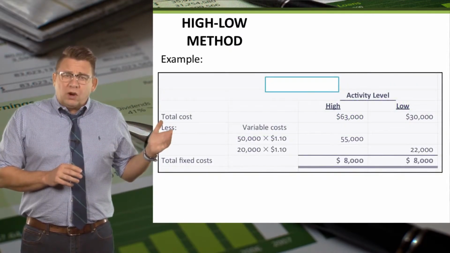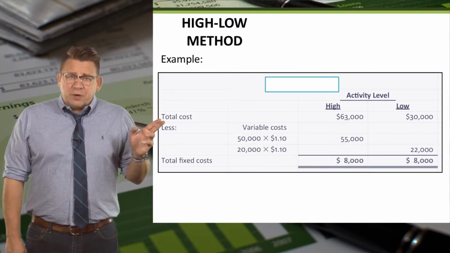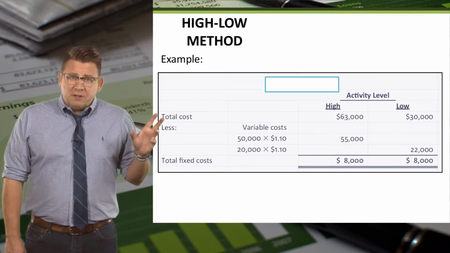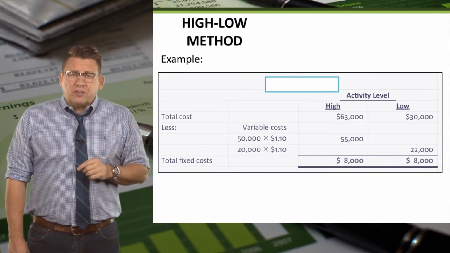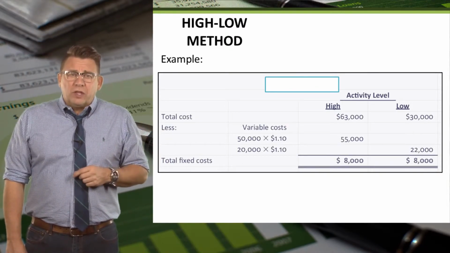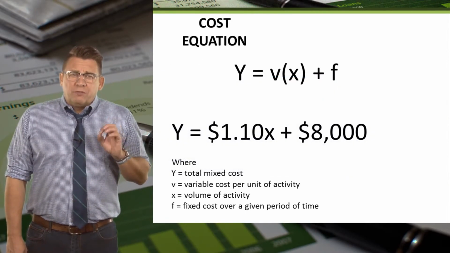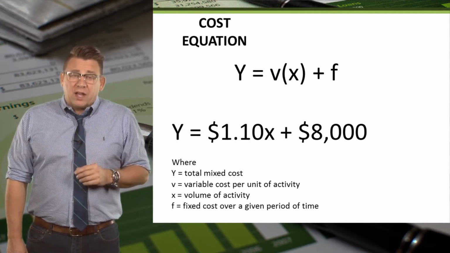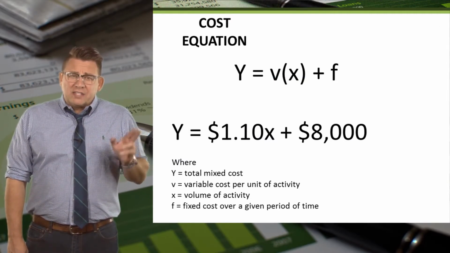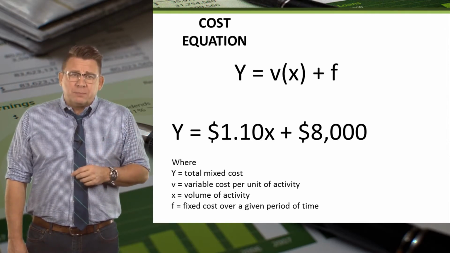Here you can see where I've done it both ways. High cost of 63,000 minus high volume of 50,000 times $1.10 equals $8,000 of fixed costs. You can see we get the same number when we use the low amounts. Since we know both variable cost per unit and fixed costs, we now can write the cost equation. In this case, it's y equals $1.10x plus 8,000.